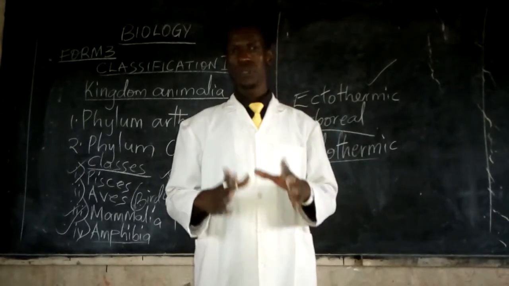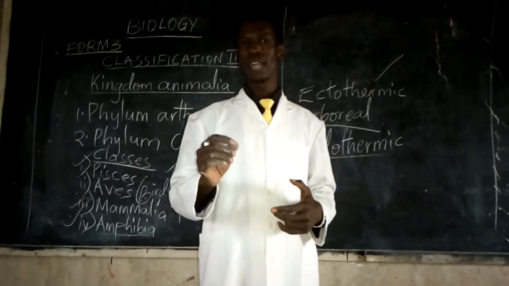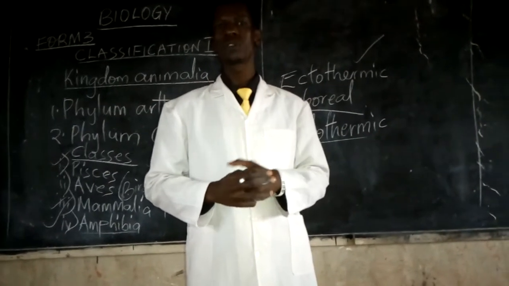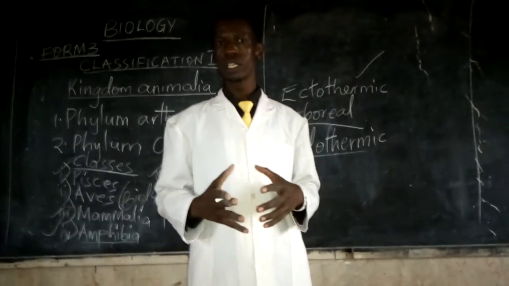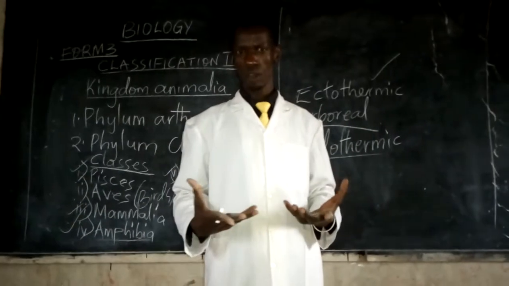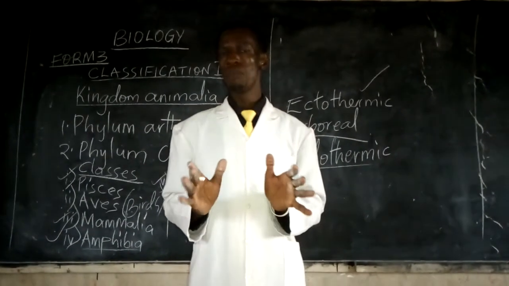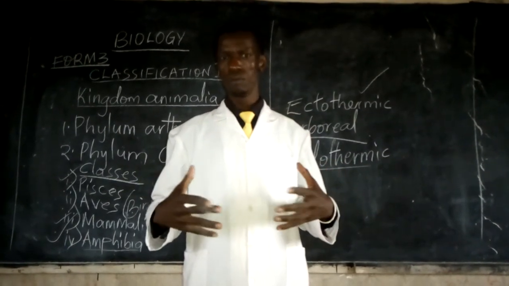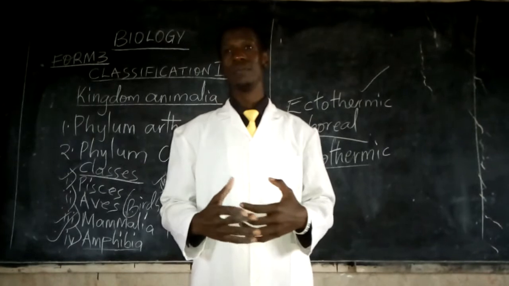Characteristic number 3, they have feathers that cover their body, hence protecting the body from losing too much heat to the external environment, and also it protects the body from being scorched by very strong sunlight.